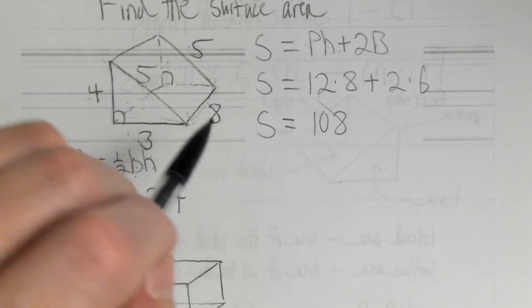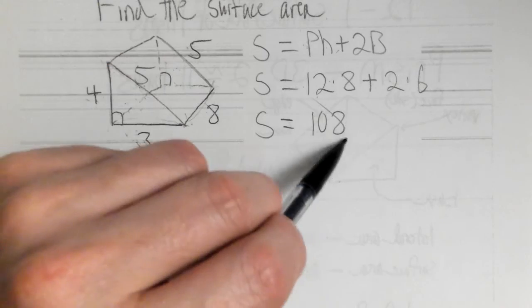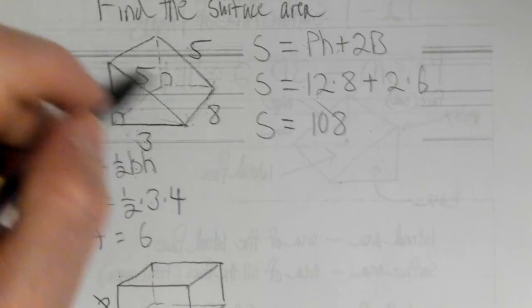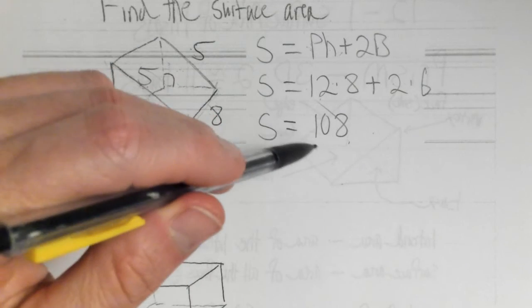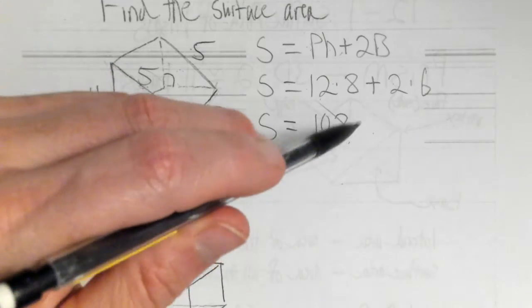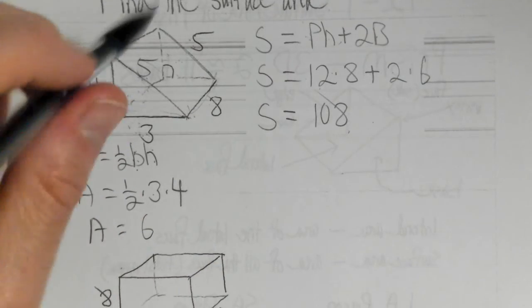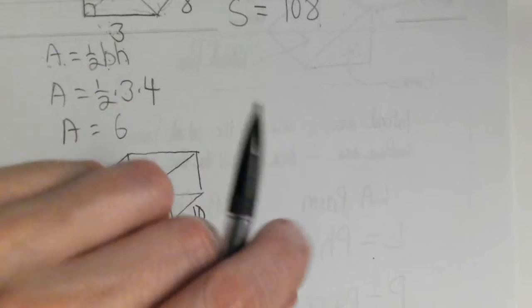And typically surface area is expressed in square units, so that would be centimeters squared, feet squared, whatever the unit of measure is. It's unspecified here, so if you wanted to, you could just write square units, 108 square units, or units squared. Okay, let's try another one.